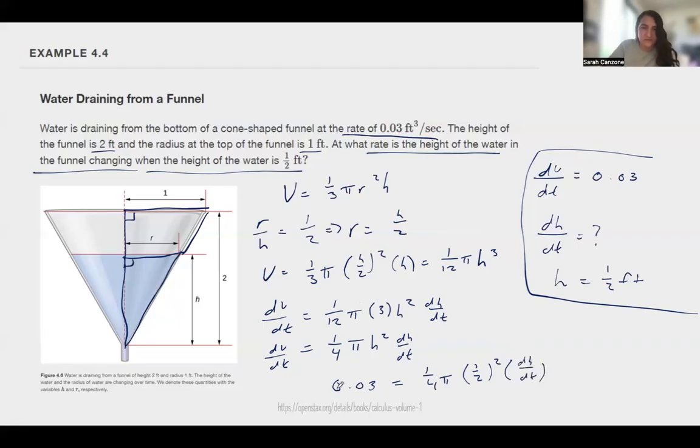So all we have to do is do 0.03 divided by 1/4 pi times a half squared, which tells us that dh/dt equals, and I'll just kind of give you the answer, it's a funky looking answer, negative 0.48 over pi feet per second. So at what rate is the height of the water changing? This is saying that it is decreasing at this rate when we're at half of a foot.